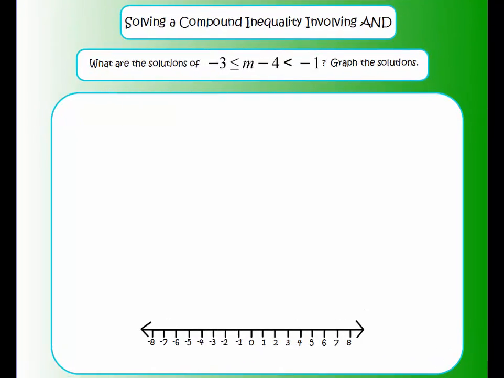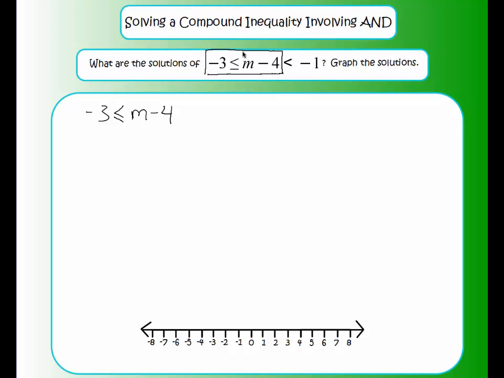When we solve compound inequalities involving the word and, what we want to do is break the compound inequality up into two different inequalities. So if you notice here, this says negative 3 is less than or equal to m minus 4. Let's first take a look at that and break that out. So negative 3 is less than or equal to m minus 4.